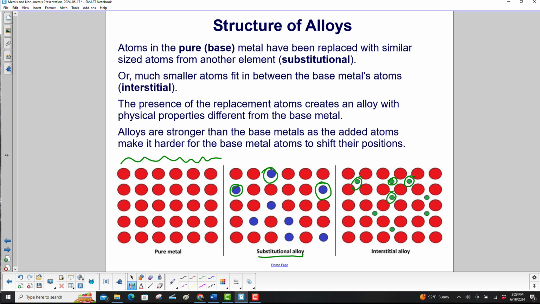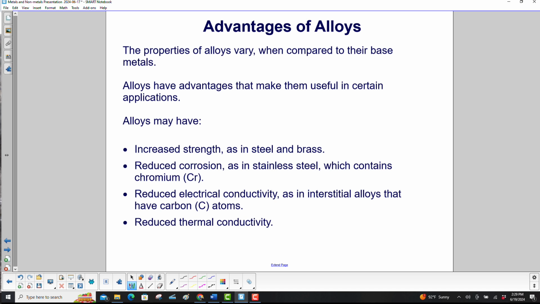The presence of these replacement atoms creates an alloy with physical properties different from the base metal. Alloys are stronger than the base metals as the added atoms make it harder for the base metal atoms to shift their positions. The properties of alloys vary when compared to their base metals. Alloys have advantages that make them useful in certain applications.